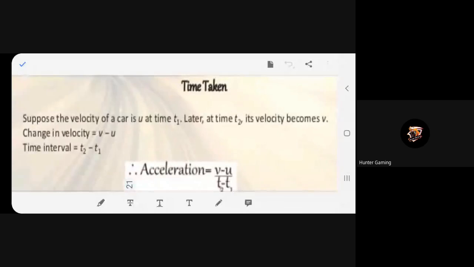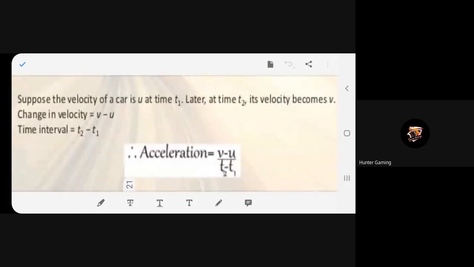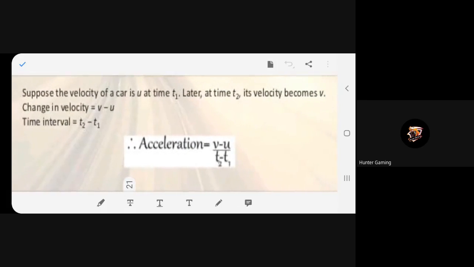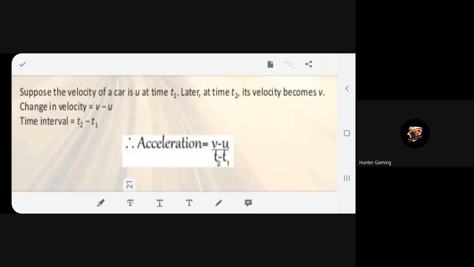Now we will do this. Read it better. See how to do the numerical. Suppose the velocity of a car is u at time t1 and at time t2 its velocity becomes v. Change in velocity is equal to v minus u, time interval t2 minus t1.